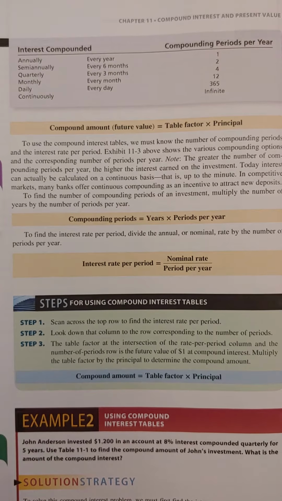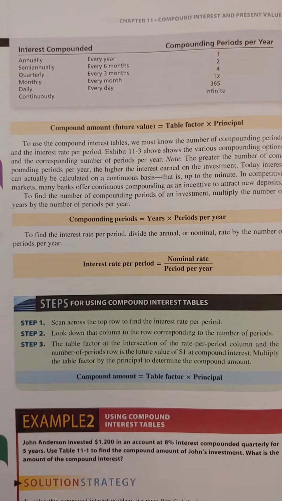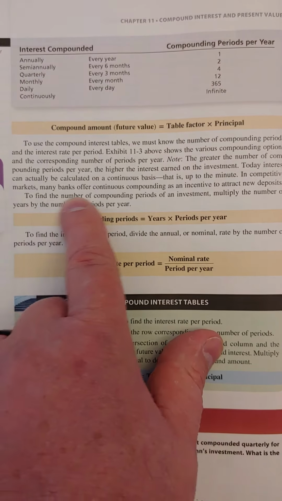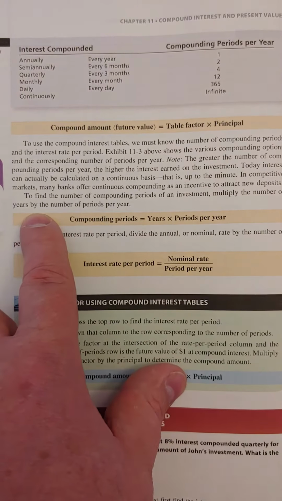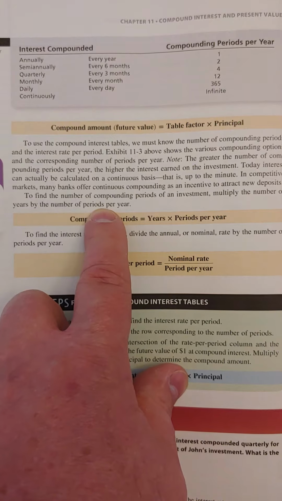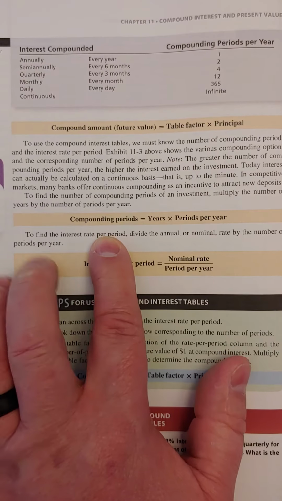There are always several options. The greater the number of compounding periods a year, the higher the interest earned on the investment. So what we need to know next: to find the number of compounding periods of an investment, multiply the number of years by the number of periods per year. So we need to know how many total.